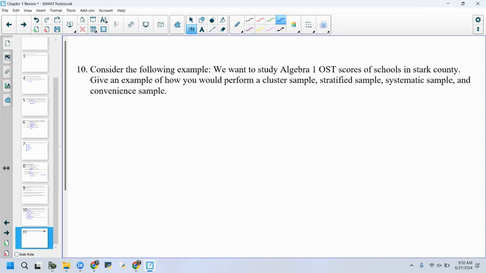We talked about systematic sample strengths and weaknesses. Systematic sample would be, okay, I'm going to take every Algebra 1 student from the entire Stark County, I'm going to list them all out, and I'm going to say, okay, every 50th student, I'm going to take their Algebra 1 OST score. That would be a systematic sample.